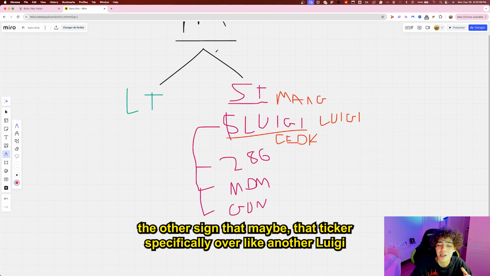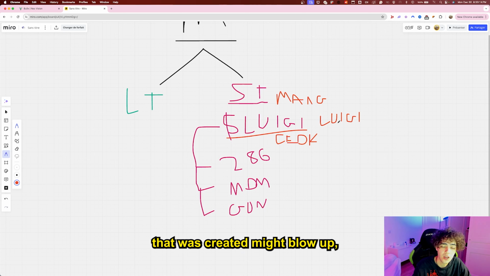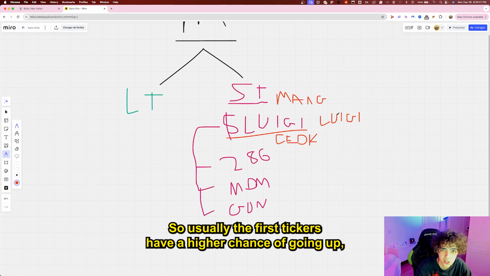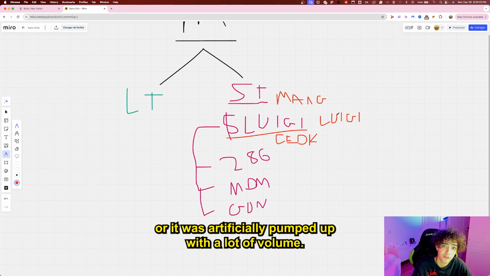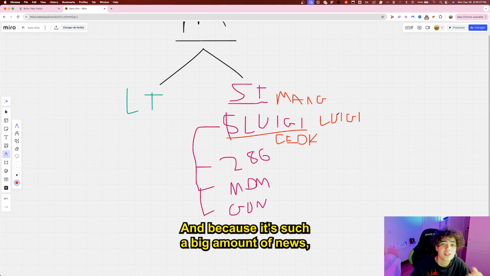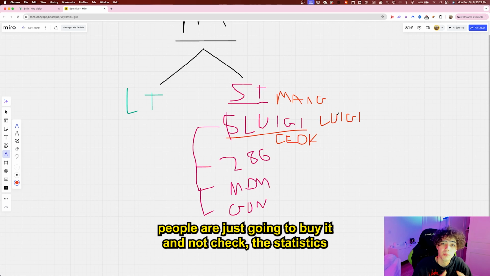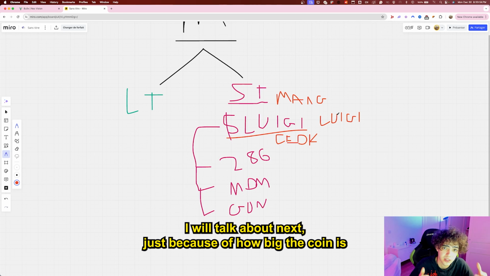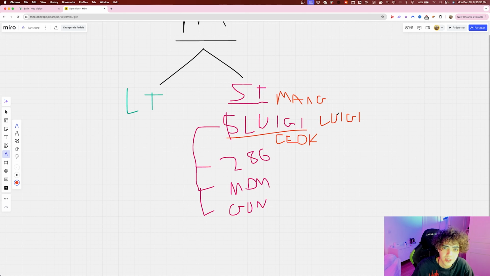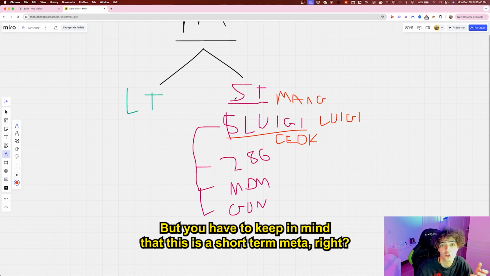The other sign that this ticker specifically, over another Luigi that was created, might blow up was maybe this Luigi was created before the other Luigi. So usually the first tickers have a higher chance of blowing up. Or it was artificially pumped up with a lot of volume, so people saw it more often. And because it's such a big amount of news, people are just going to buy it and not check the statistics that we'll talk about next, just because of how big the coin is and how strong the narrative behind the short-term meta is. But you have to keep in mind that this is a short-term meta, right?